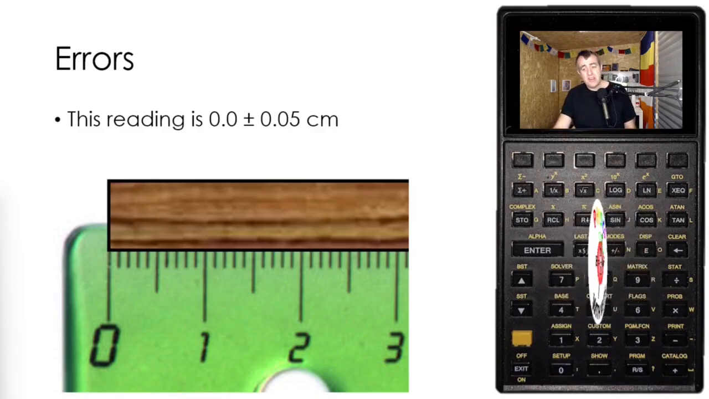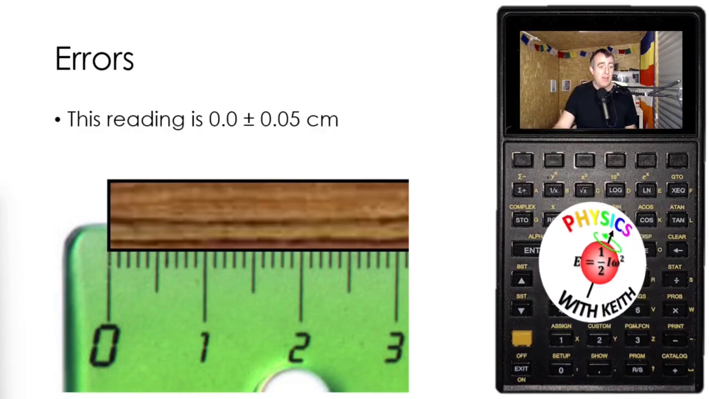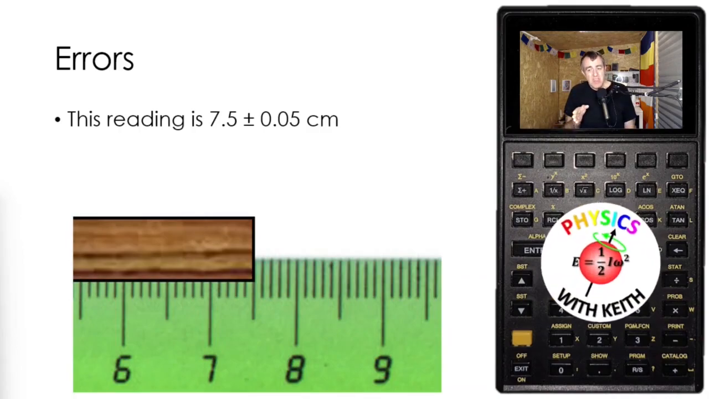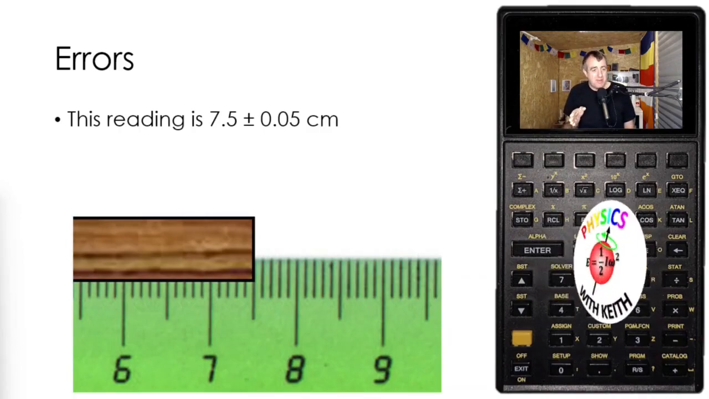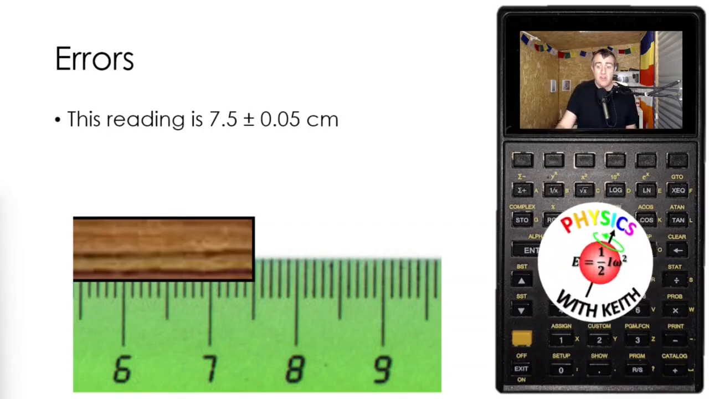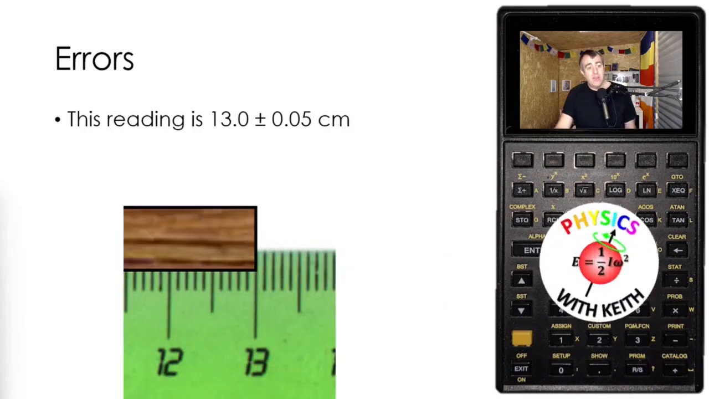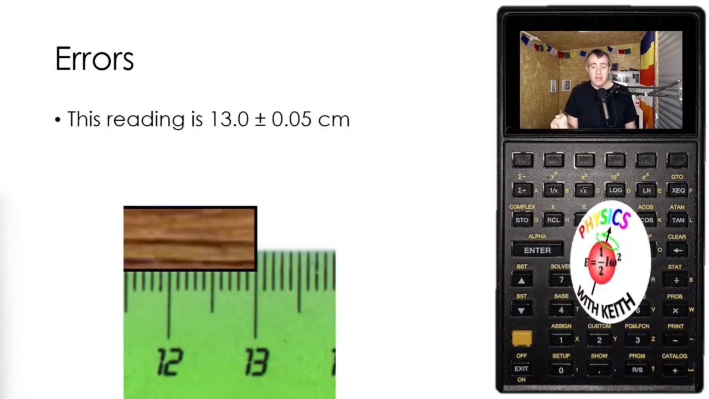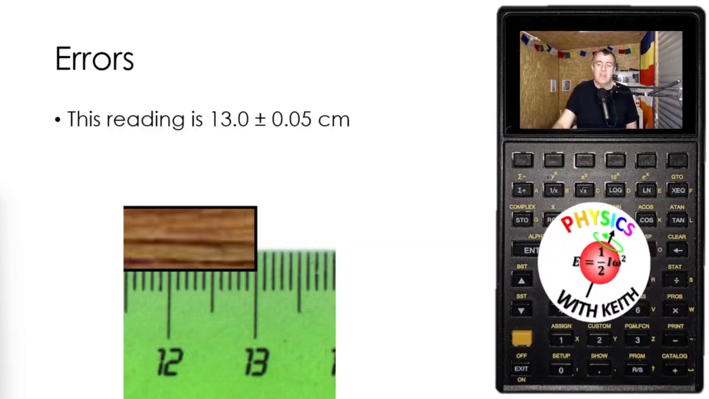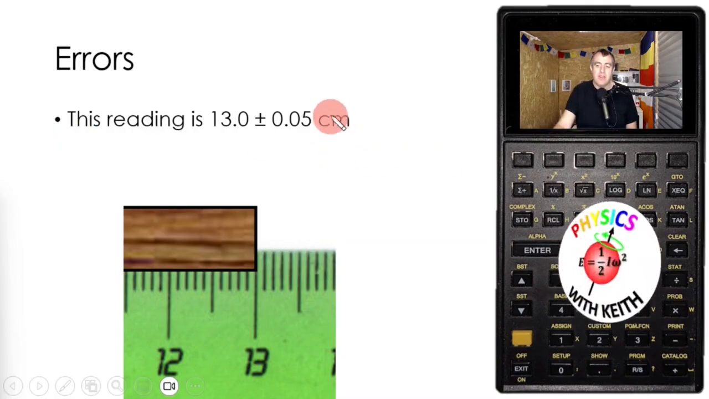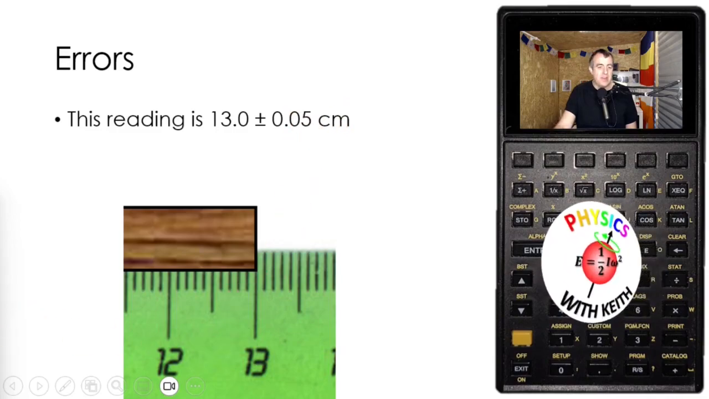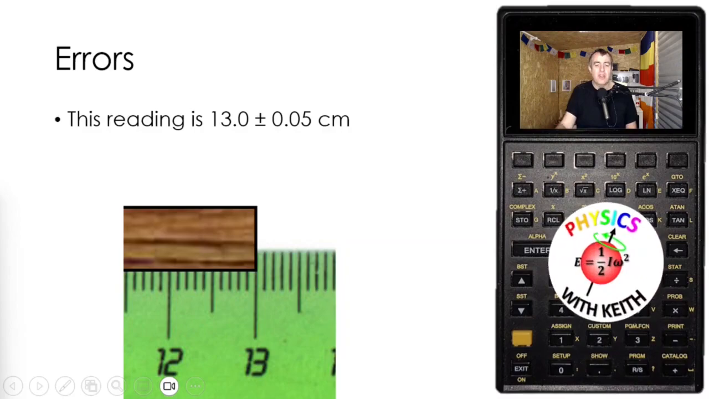On the other side, let's just take the beam that was about 7.5 centimeters long. That was 7.5 centimeters, give or take 0.5 millimeter. That's what it's got to be. So if I had the longer one, that would be 13 centimeters, but give or take 0.5 millimeter. And I'm being consistent with my units here by giving centimeters as the unit for the uncertainty, but converting centimeters and millimeters is not too tricky.